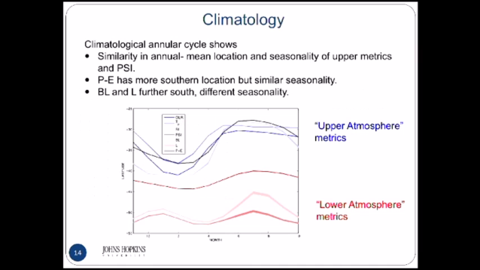Okay, so let's look at these. First of all, we'll look at the climatology. This is showing month and the latitude for the different metrics. The black curve, if you can see it, is the psi equals 500.